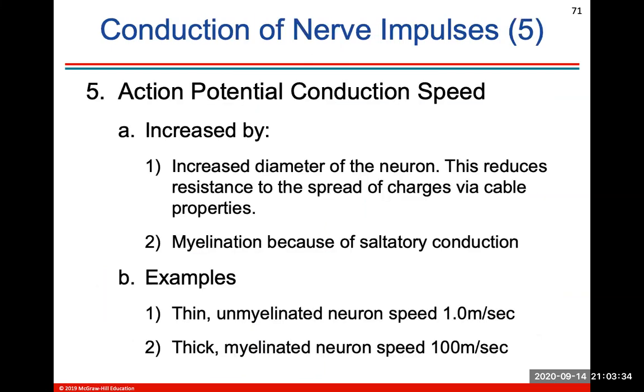Action potential speed is increased by the diameter of the neuron and also myelination. So action potential speeds will be greatest in larger diameter neurons and also if they're myelinated. And this just gives you examples of thin unmyelinated neuron speeds, and thick myelinated neuron speeds are much faster. You should know that as well, what speeds up action potential speed.